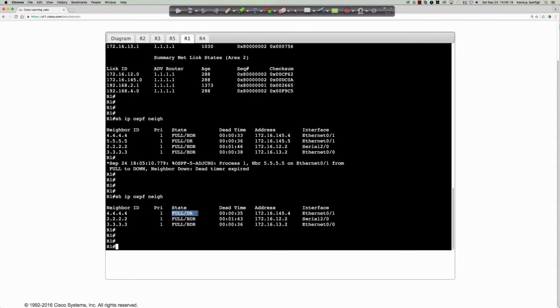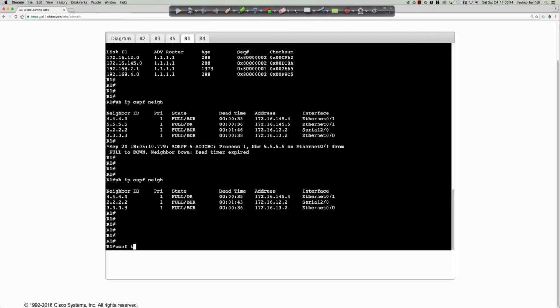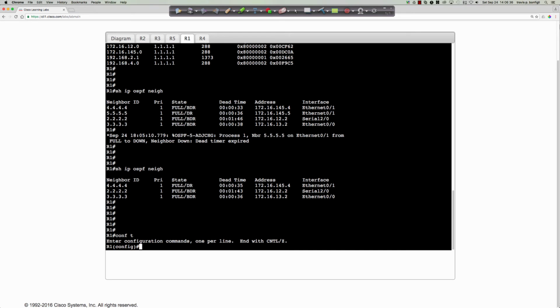So the only election that's going on is, who's going to be the new BDR in case this DR goes down and fails. So now what we're going to do is on router 1, we're going to artificially manipulate the priority value. We're going to try to increase the priority value. Remember, the IP OSPF priority values are 0 to 255. 0 means that they're not going to participate in the DR-BDR election process at all, ever. 255 gives you the best chance to become the DR.